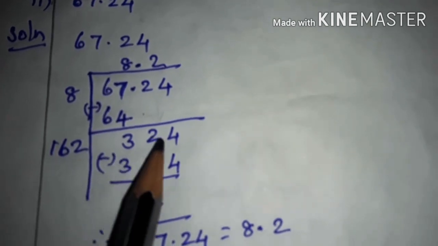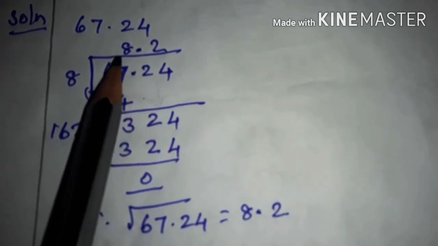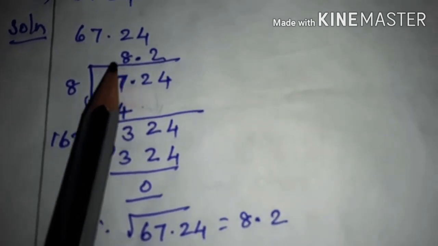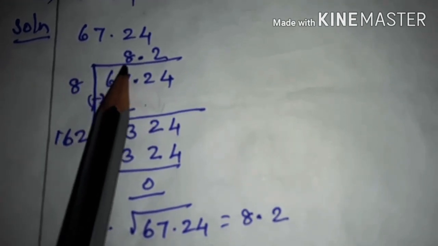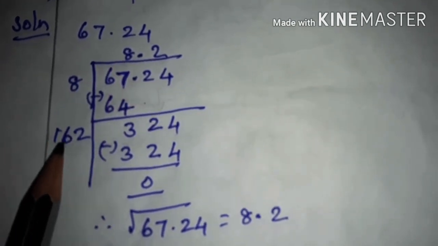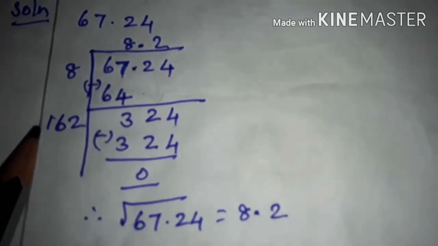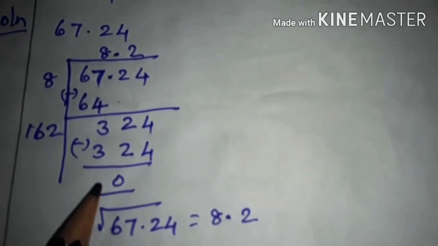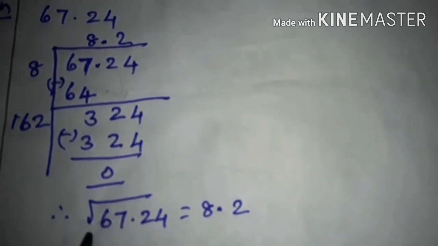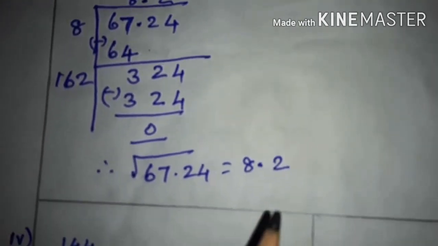That is 324. For 324, since the first quotient is 8, to find the second quotient you have to multiply this 8 by 2. We get 16. To get 324, you have to multiply it by 2. That is 16 into 2. We get 324 with remainder 0. Therefore, the square root of 67.24 is equal to 8.2.